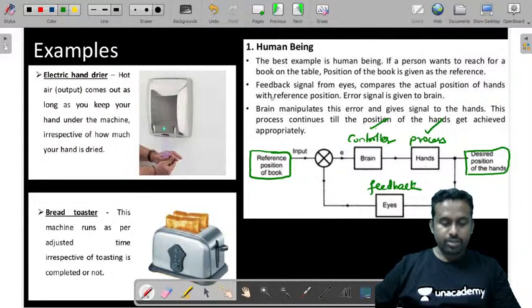Yes, sir. Clear, Vijay Kumar. Thank you.